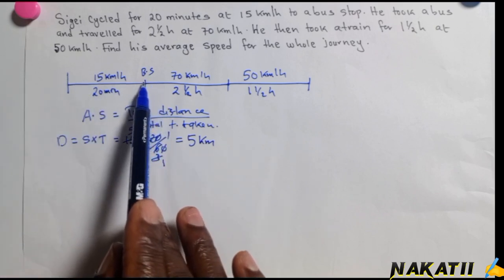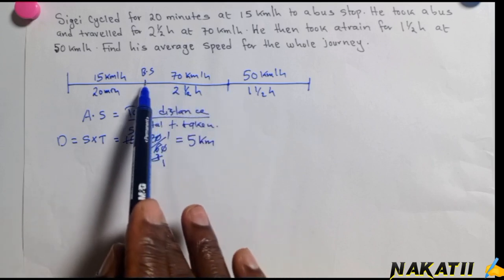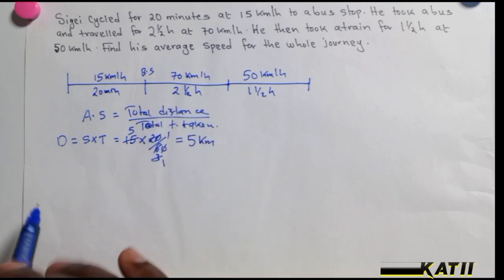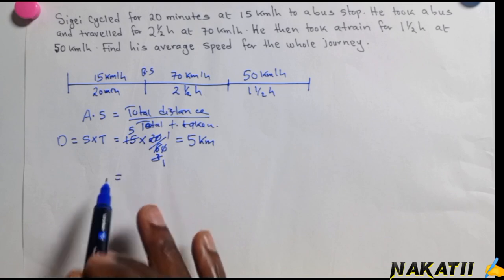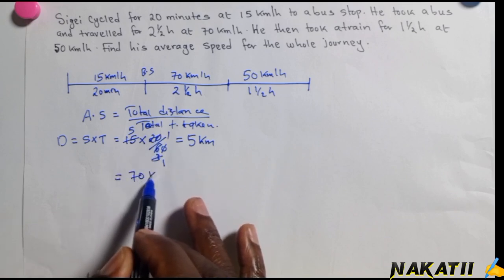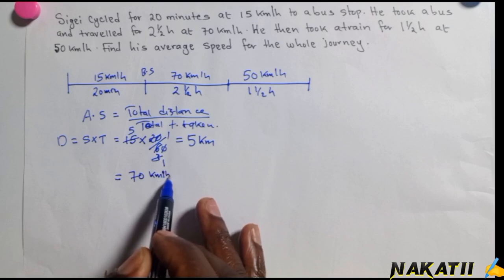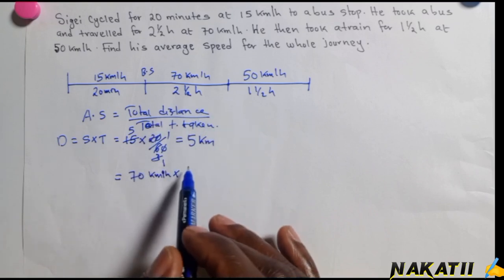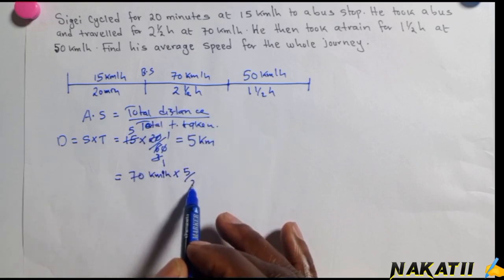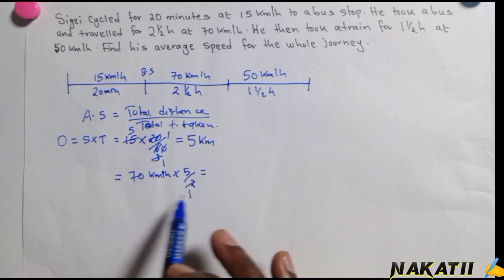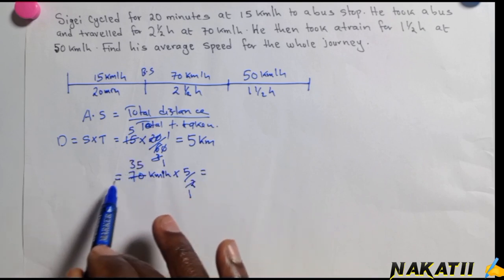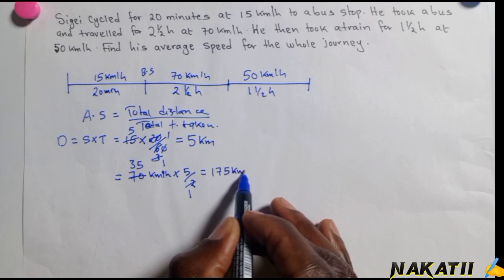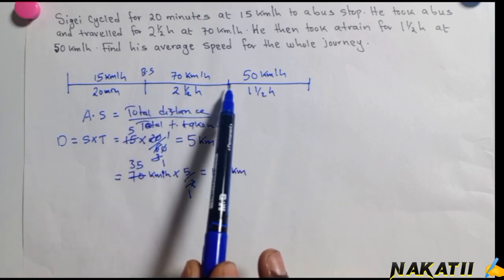Now you come to this point, from the bus stop to where he takes the train. We have been told that the speed is 70 kilometers per hour and he uses 2.5 hours. Therefore, distance is speed, 70 kilometers per hour, multiplied by this time, 2.5. This can be written as an improper fraction as 5/2. Simplifying by 2 gives 35 times 5, which is 175 kilometers. That is the distance from the bus stop to where he takes the train.